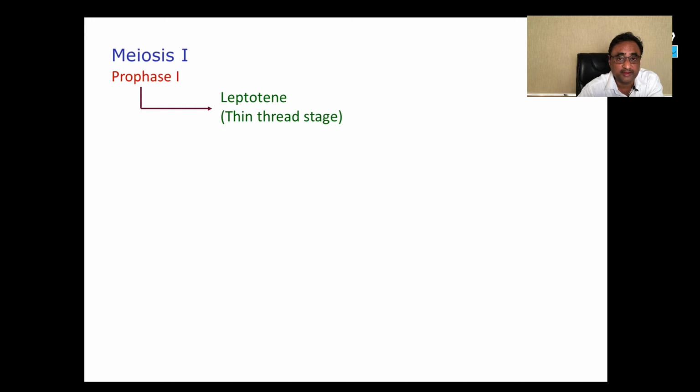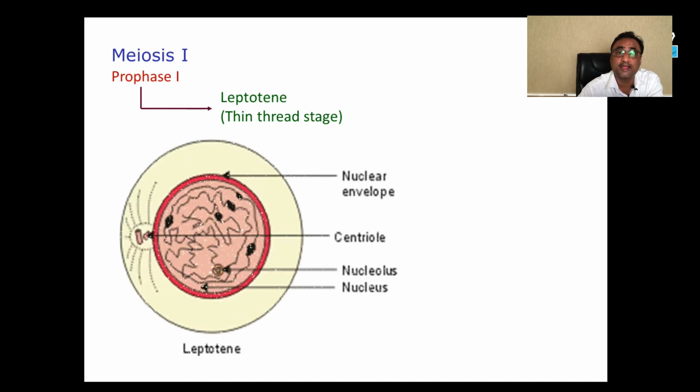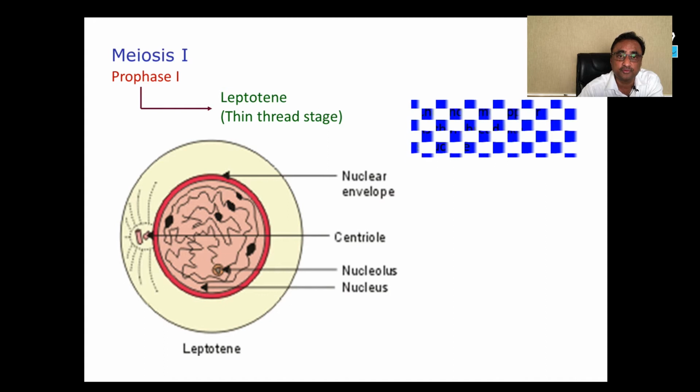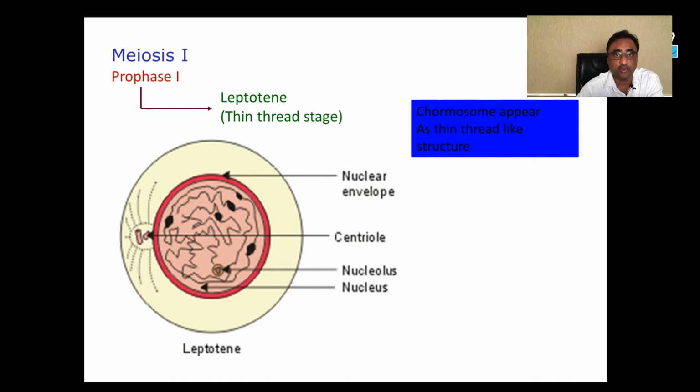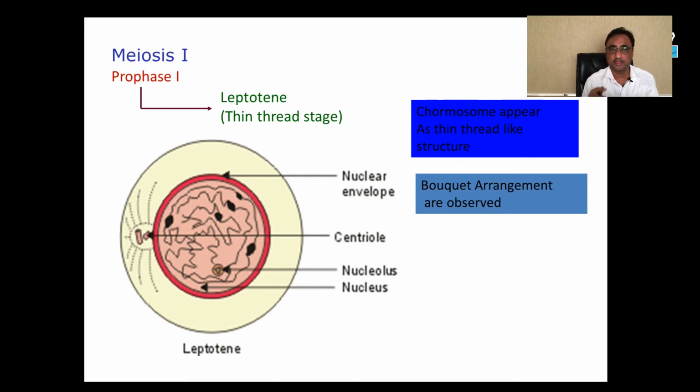So as you can see in the diagram as well, the chromosomes appear as a thin thread like structure, right? We often say it shows a bouquet arrangement. Now what is the meaning of bouquet arrangement? You see, when the chromosomes attach by both ends to the nuclear membrane, then we say it is a bouquet arrangement. Okay, and here what we see is that the nuclear membrane and nucleolus are intact.